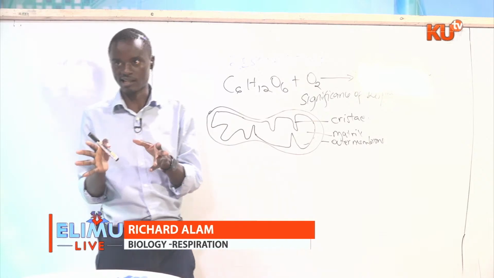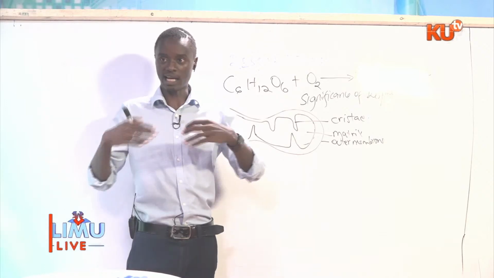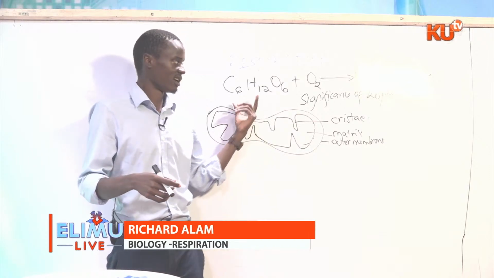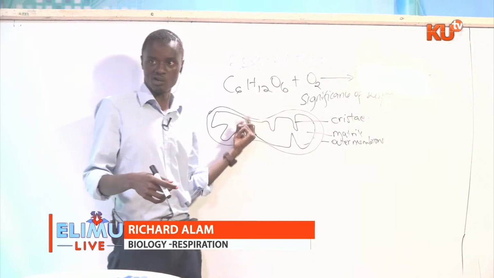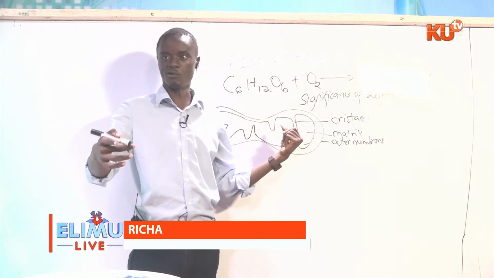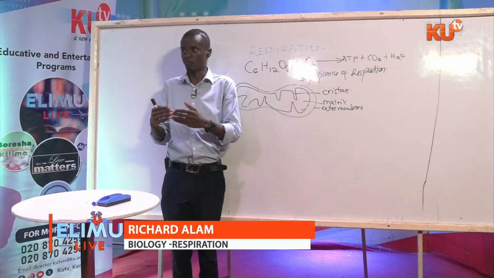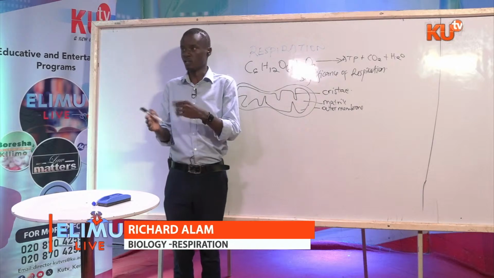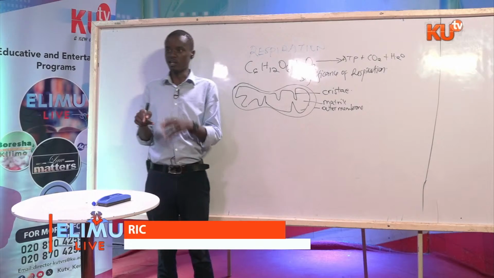Most students are not always keen when answering questions concerning the adaptations of mitochondrion to its function. When you give the point, the inner membrane is greatly folded into cristae, most students will say the inner membrane is greatly folded to increase the surface area for respiration, which is not correct.